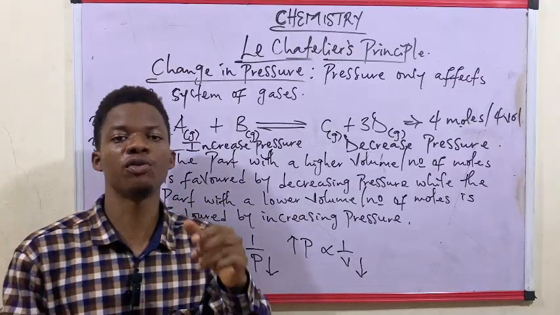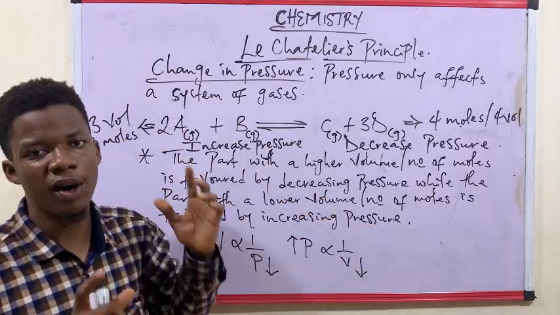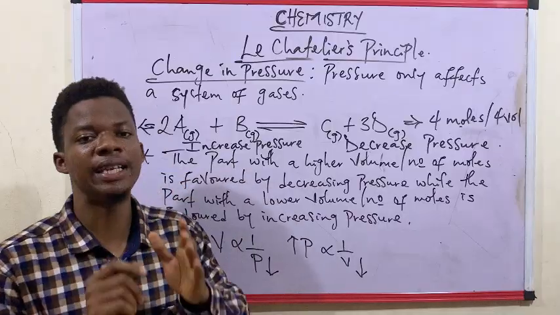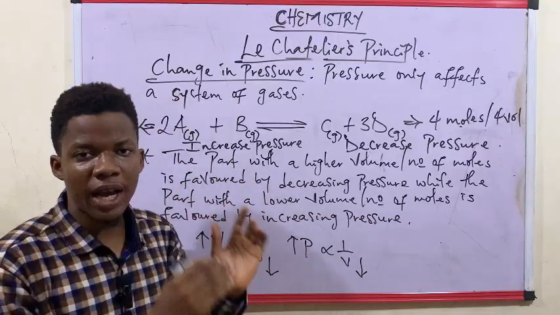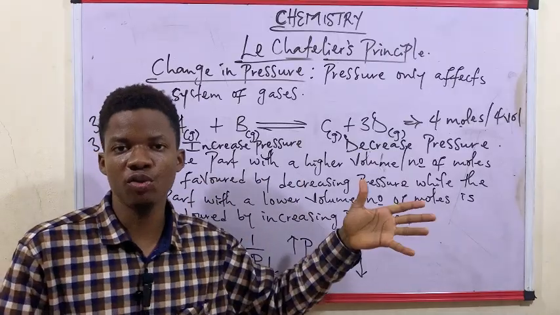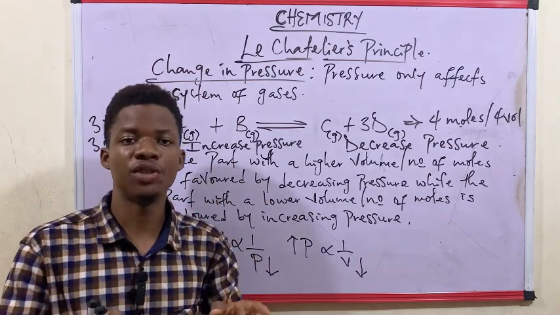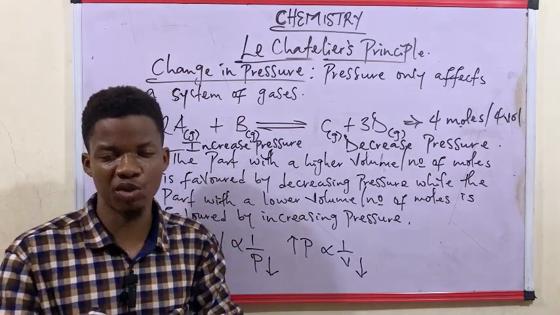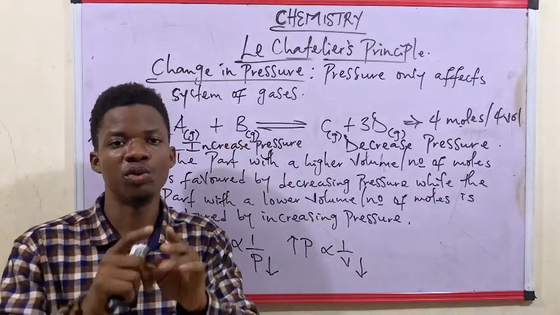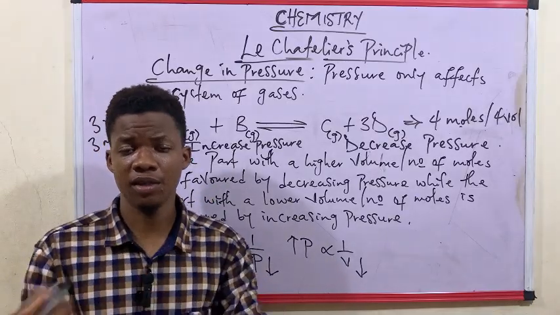Before you use pressure, before you start looking at which side has a higher volume or a lower volume, you have to pay attention to the main thing. Are all the reactants and all the products in the gaseous state of matter? If yes, then you can proceed to find the part with a higher volume and the part with a lower volume. If no, just know that if all the reactants and products are not in the gaseous state of matter, pressure cannot have an effect for that reaction. That's the breakdown of it.